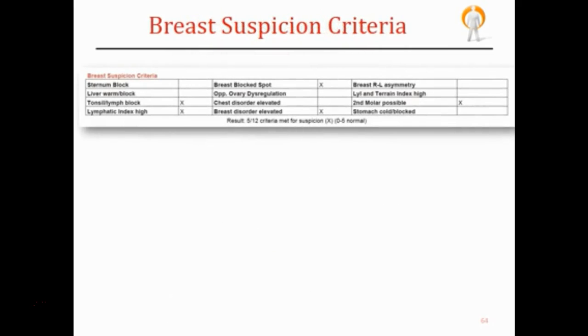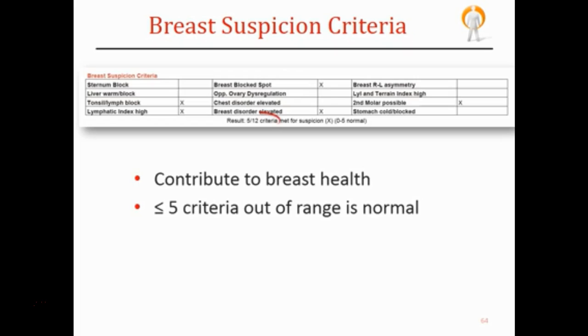The breast suspicion criteria are the most important aspects of the breast analysis because they've been determined to contribute to and influence the breast health. Having 5 or fewer criteria marked as out of range is normal. Any more and we can start to be suspicious about the presence of the progression of breast dysfunction.